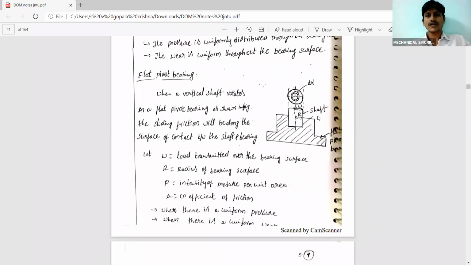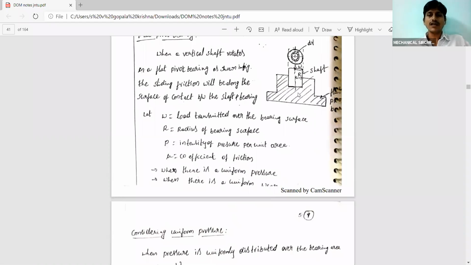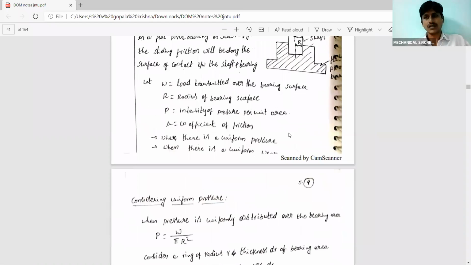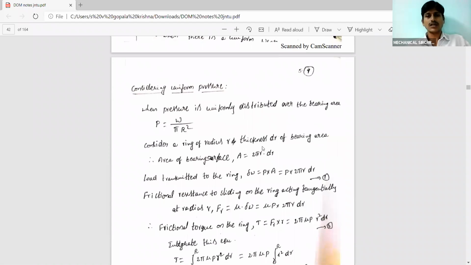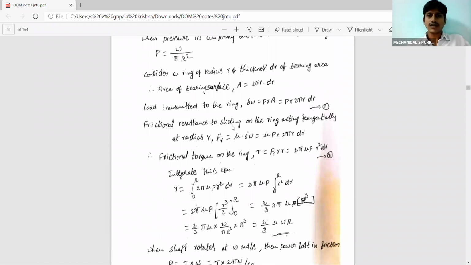Before calculating the total frictional torque value, consider one small ring. First find how much frictional torque is on the ring, and then, to calculate the total frictional torque of the bearing, take it from that. Here, all of you observe the frictional resistance to the sliding on the ring.